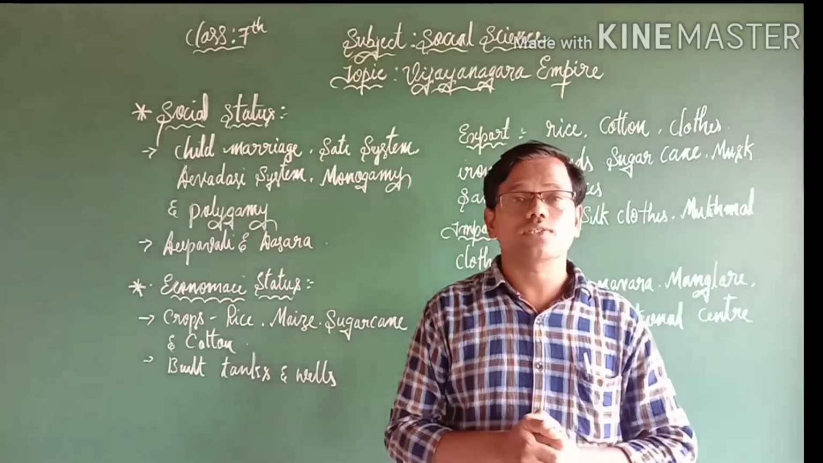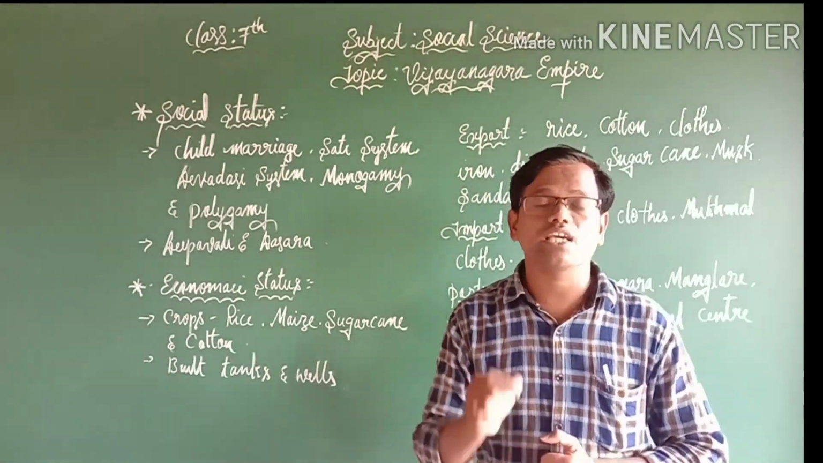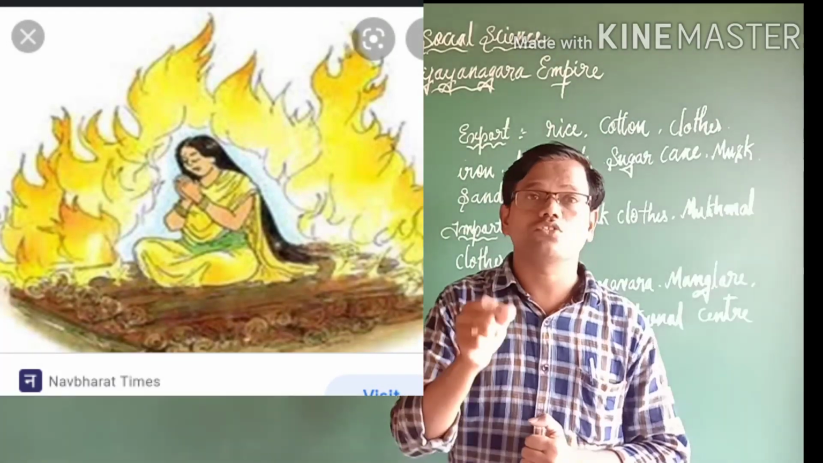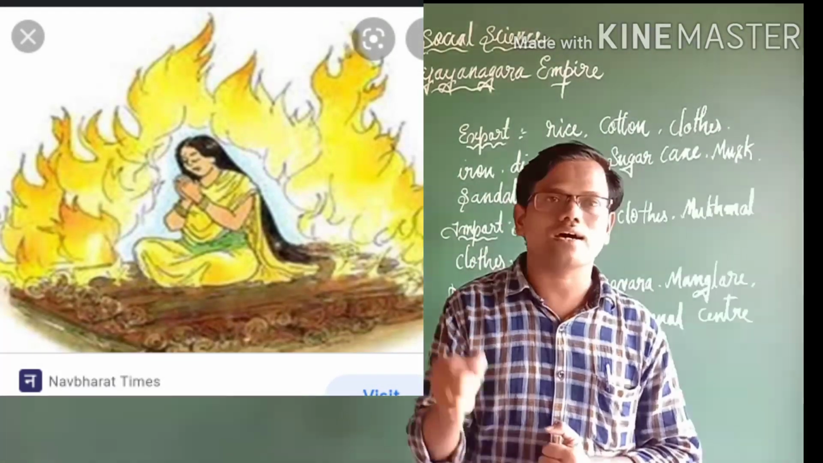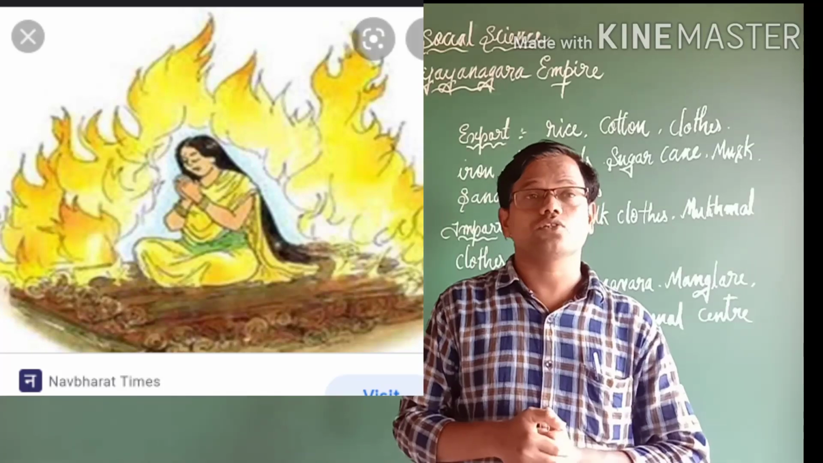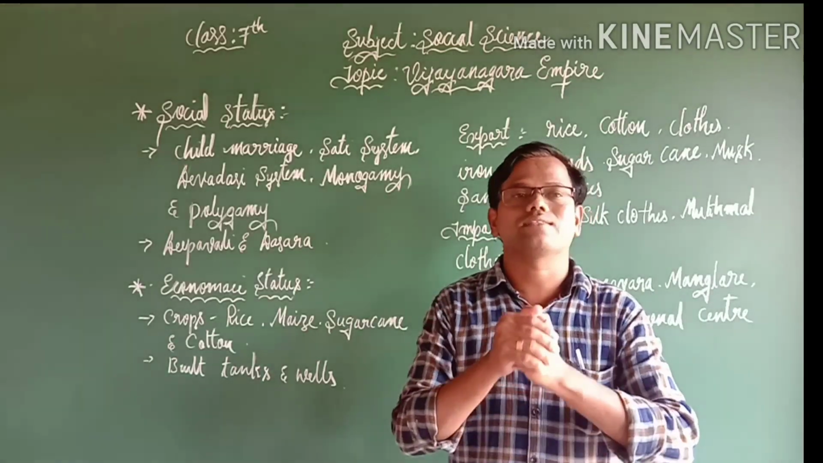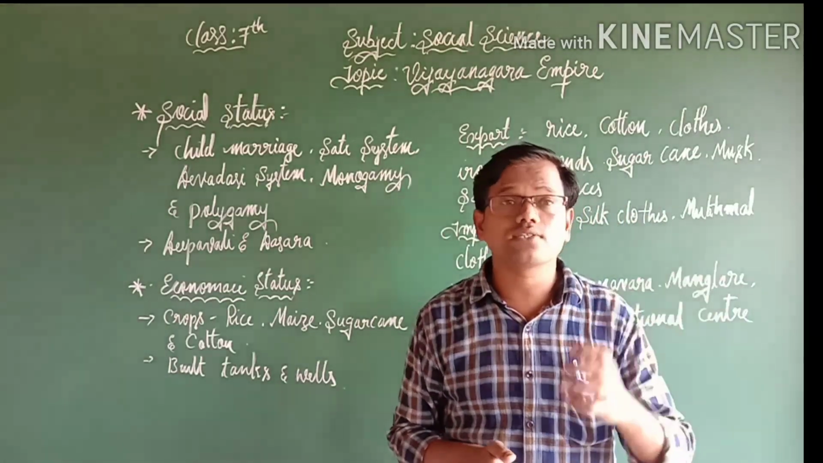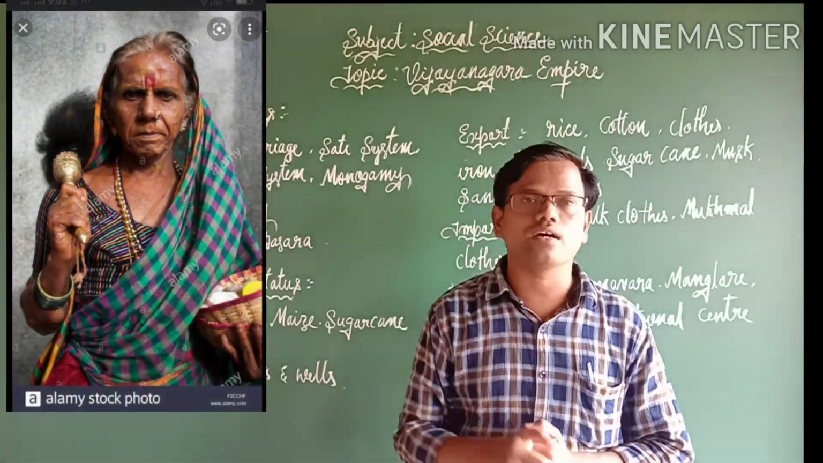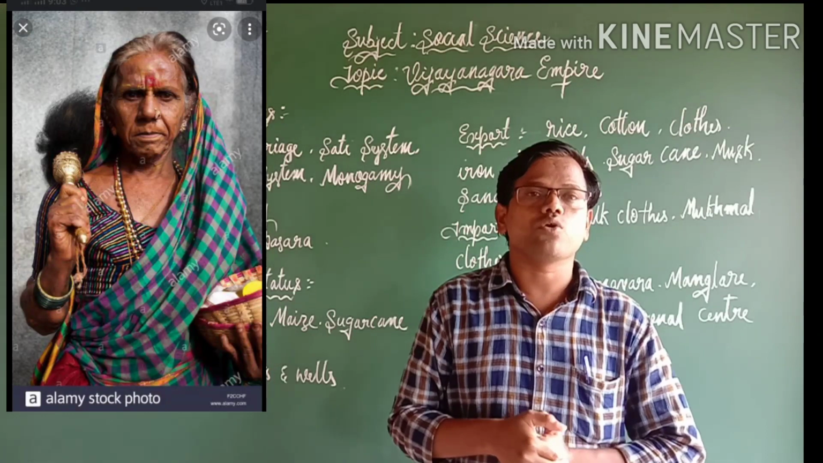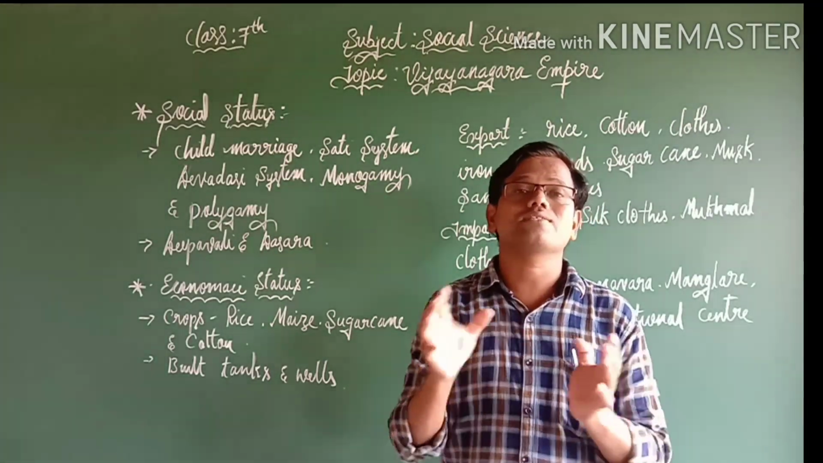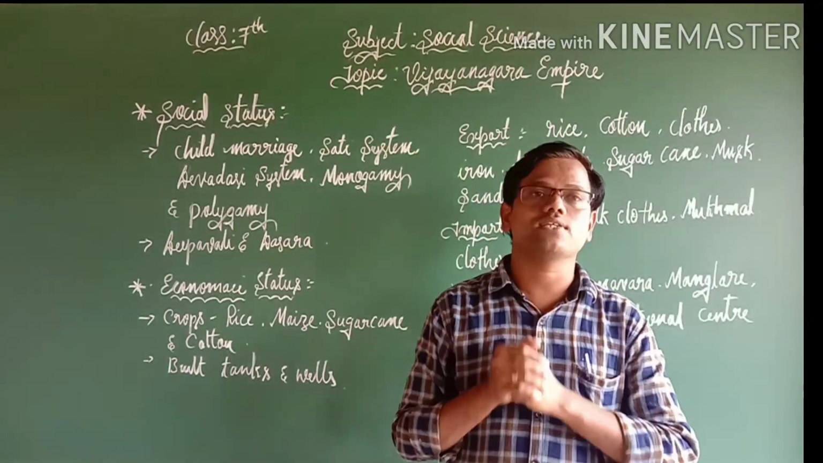And what is the meaning of sati system? Sati system means a widow, in the sense a woman who lost her husband, threw herself onto her husband's funeral pyre. So this system we can call the sati system. And the next one, Devadasi system. Devadasi system means a girl in her pre-puberty period was dedicated to worship and serve God. That system we can call the Devadasi system.